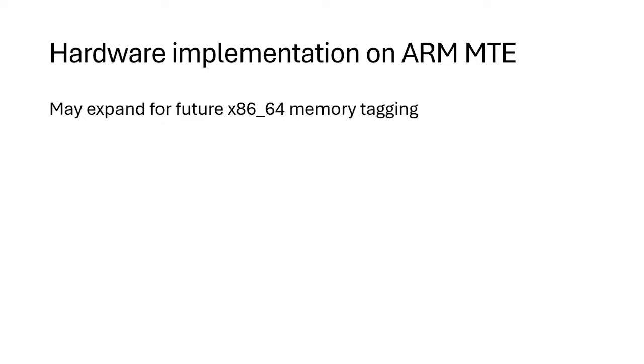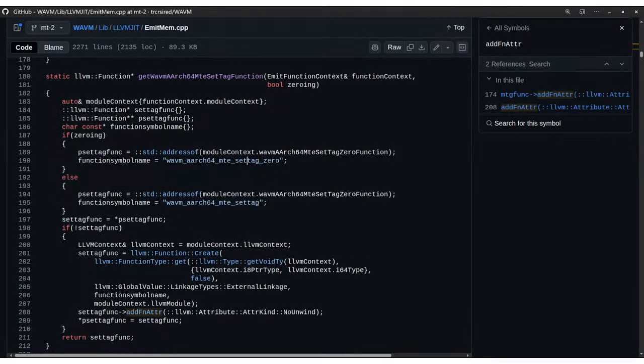Okay, let's talk about the hardware implementations of ARM MTE and maybe expand to future x86 memory tagging, because AMD just said they are probably going to introduce memory tagging into x86-64. But we're just talking about how the hardware implementation works. Here, when we tag pointers, we call the tag function, which is a loop. We're going to clean up the entire tag here, but using the instructions to set them.